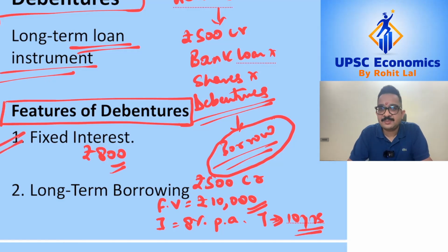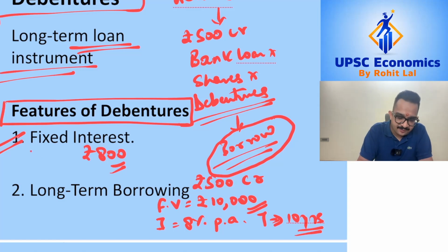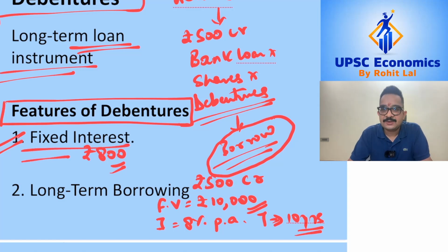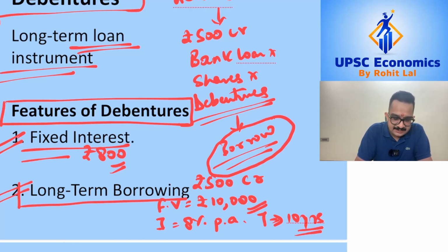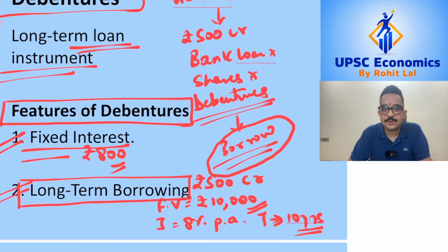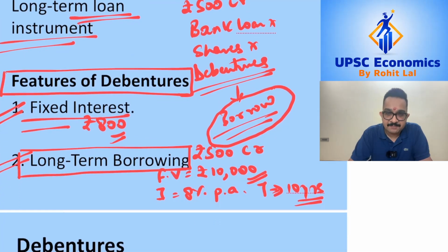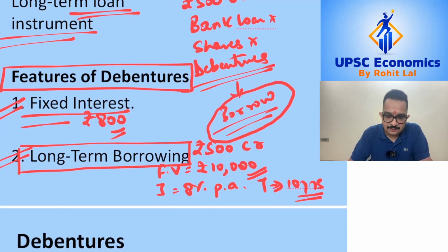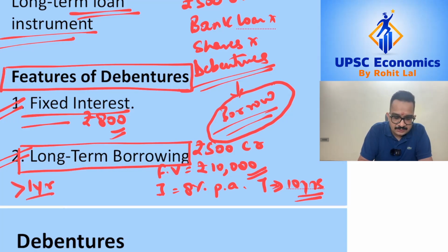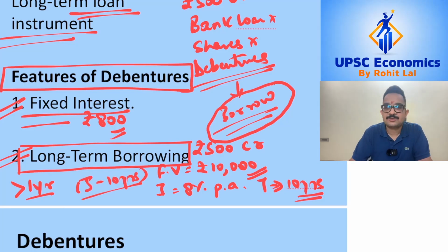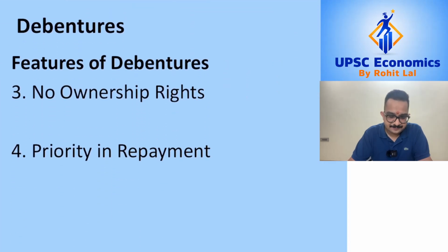So a feature of debentures is that they carry a fixed or predetermined interest rate. Also, debentures are mechanisms which enable companies to borrow for the long term. By long term we mean more than 1 year. So typically if companies want to borrow for medium to long term, which is in the range of 3 to 10 years, they use instruments such as debentures.